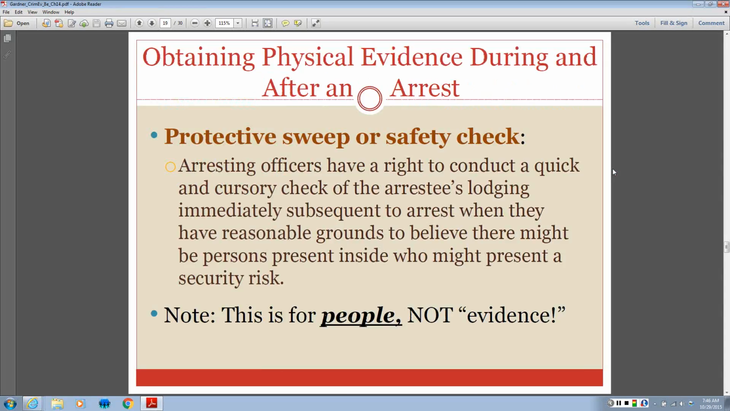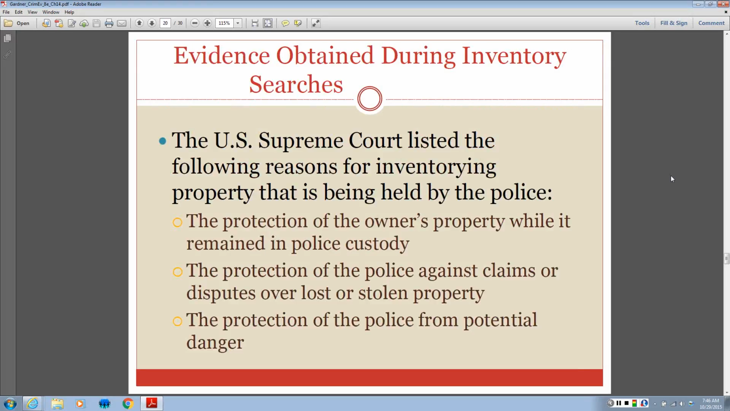All right, read over the court cases in your text. Read over that section in regard to protective sweeps.